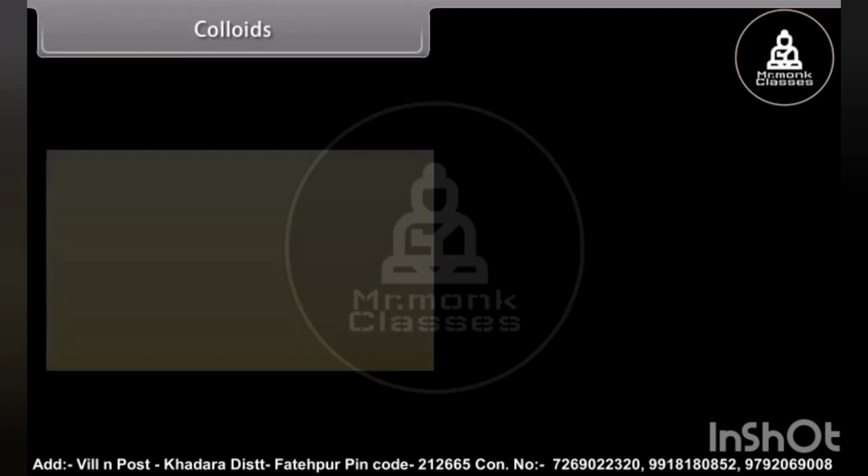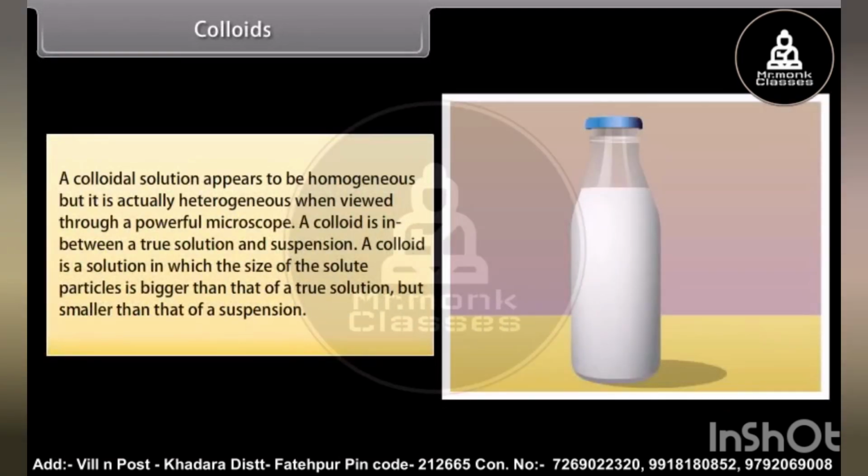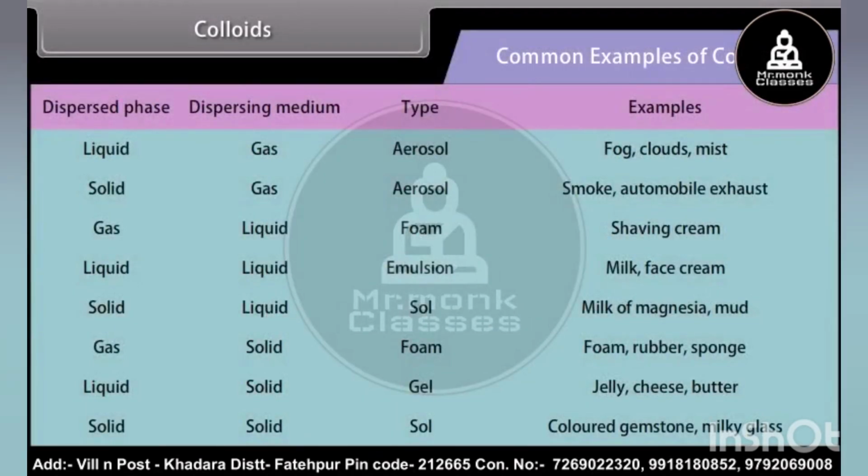Colloids. A colloidal solution appears to be homogeneous, but it is actually heterogeneous when viewed through a powerful microscope. A colloid is in-between a true solution and suspension. A colloid is a solution in which the size of the solute particles is bigger than that of a true solution, but smaller than that of a suspension. Some common examples of colloids.